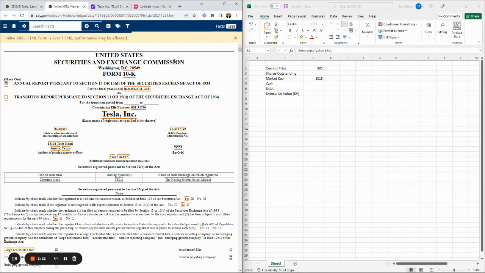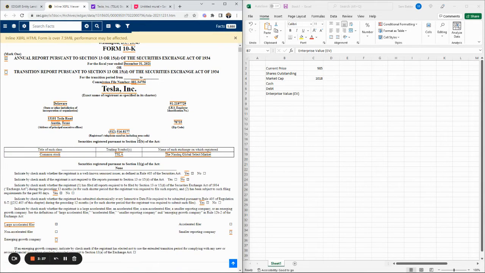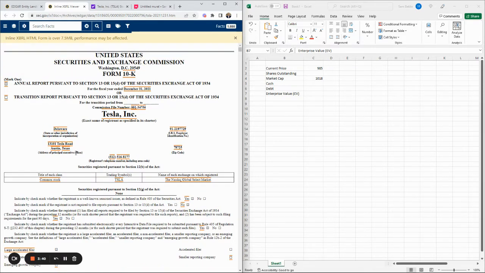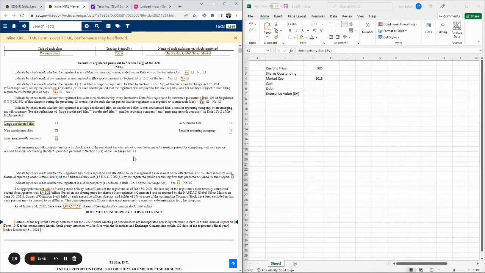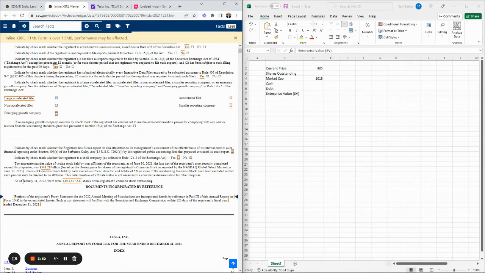Now, this is Tesla's corporate filing to the SEC. Always on the front page, you'll notice basics of the company, right? Where we're located, state or other jurisdiction. It's probably going to have Elon's name on here somewhere, NASDAQ. But it's also going to have for us, as of January 31st, 2022, there were 1,033,507,611 shares of the registrant's common stock outstanding.